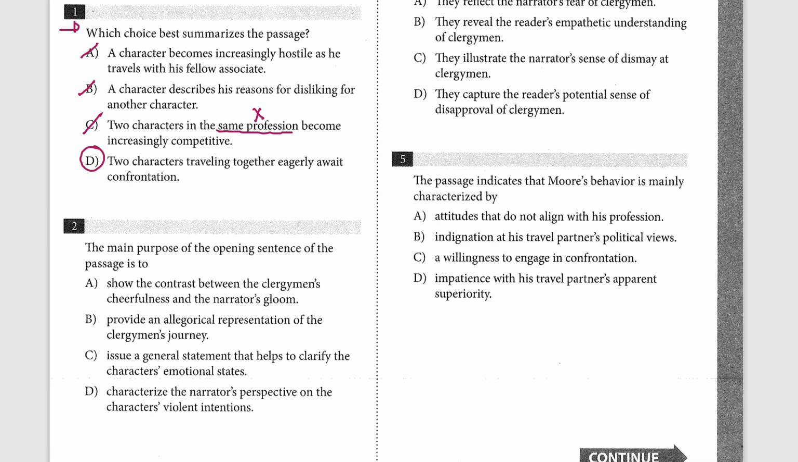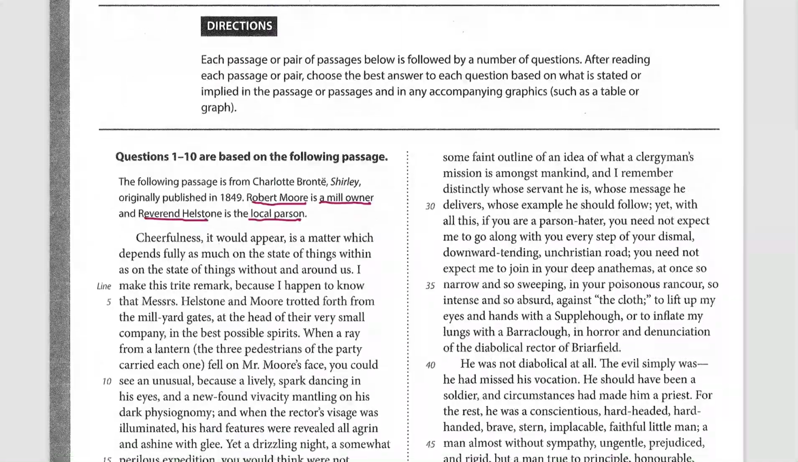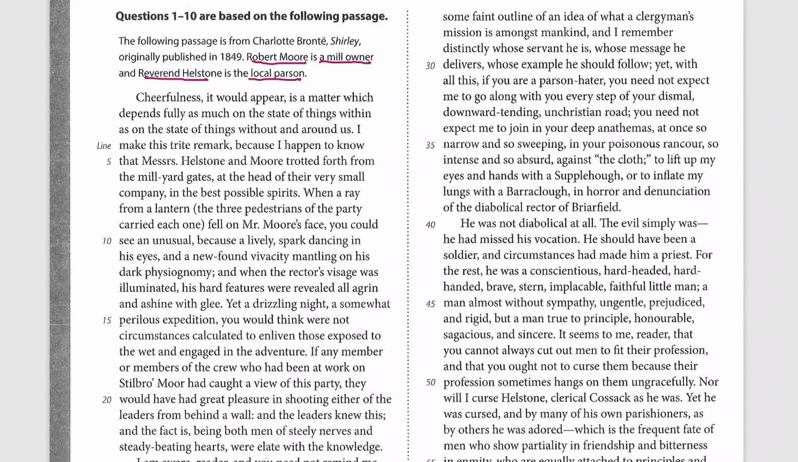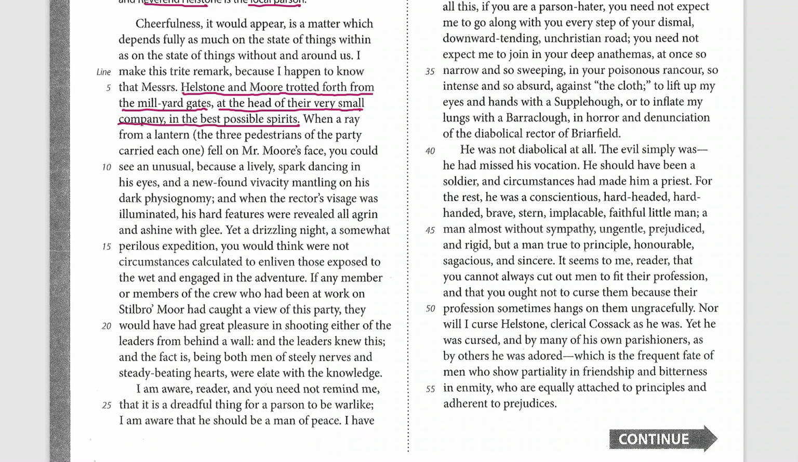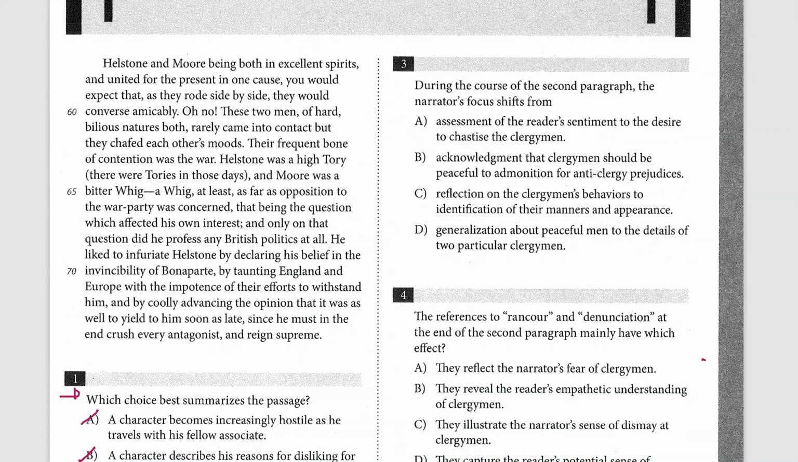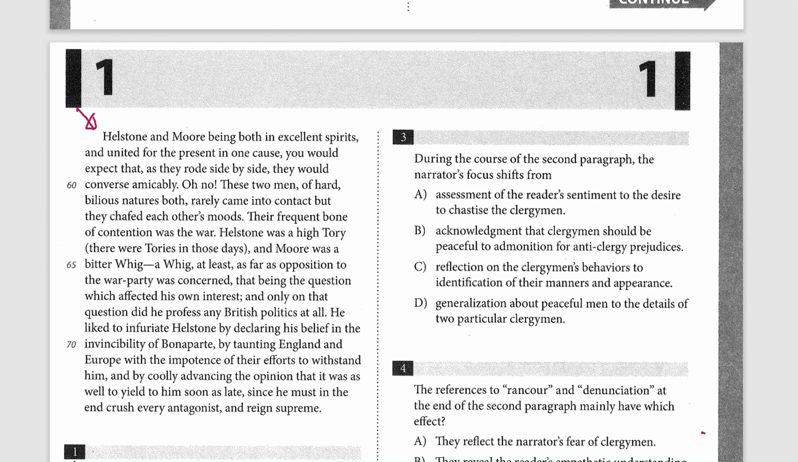D. دي بتقول ايه؟ Two characters traveling together eagerly await confrontation. طيب مستر فهمهاني يا مستر. Were they traveling together؟ كان بداية الترافل امتى يا شباب؟ لما كانوا طالعين من هنا وقلنا they were what يا شباب؟ Hellstone and Moore trotted forth from the Millyard gates at the head of their very small company in the best possible spirits. خلاص كده؟ وبدأنا نتكلم عنهم و description of Hellstone وبعدين اتكلمنا عن ال confrontation اللي حصلت starting from here. The whole paragraph here I can describe as heated confrontation. يعني مواجهة حامية الوطيس، مواجهة جامدة جدا.